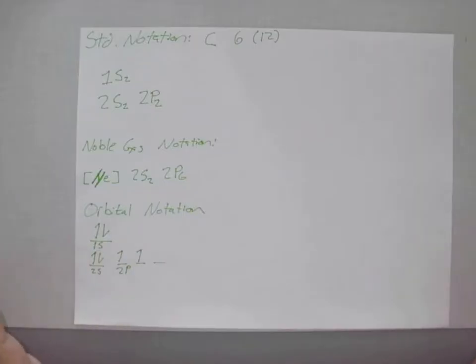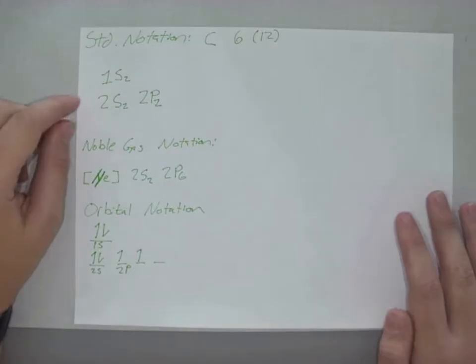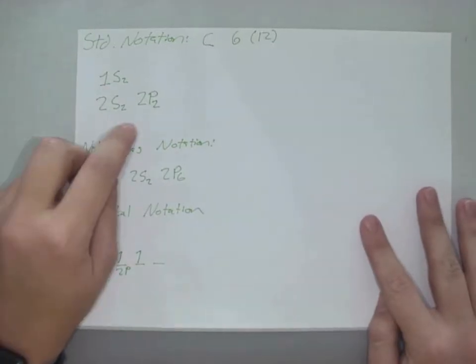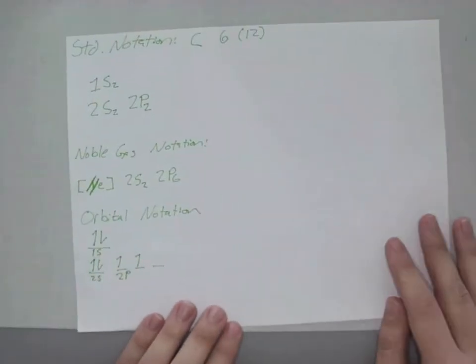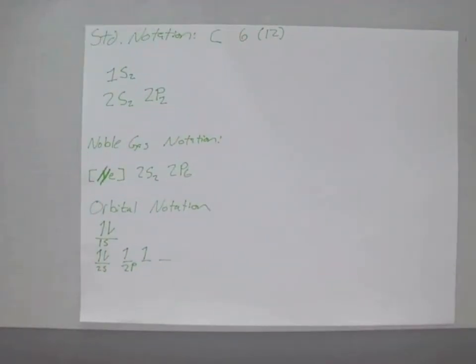That notation we just wrote it in is called standard notation. That's where we go down and we write every single one of these: 1s2, 2s2, 2p2, all the way down to whatever element you're working with. But there are other ways we can notate this.